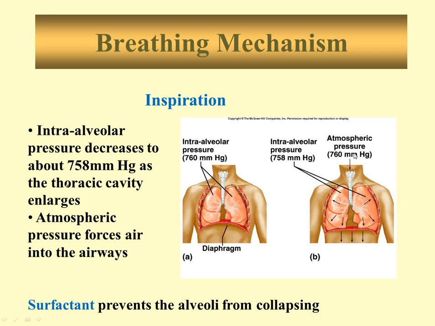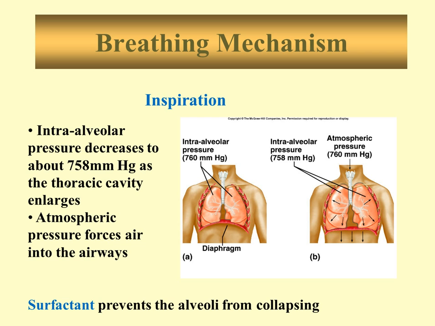So it moves from a higher pressure to a lower one, sort of like diffusion, as we talked about before, a movement of molecules from an area of higher concentration to an area of lower concentration. But now we're talking about atmospheric pressure. So 760 millimeters of mercury, and then the intra-alveolar pressure is reduced to 758 by enlarging the thoracic cavity with the action of these muscles, which is going to pull that air into that passageway and into our lungs.